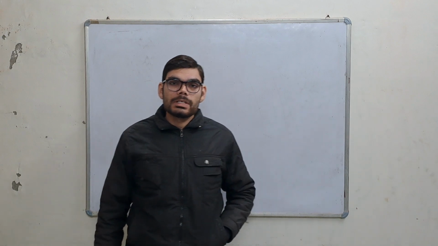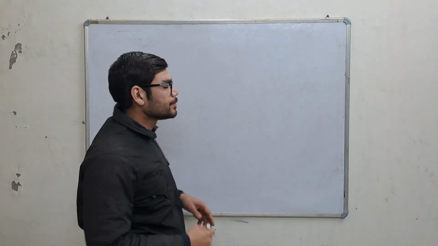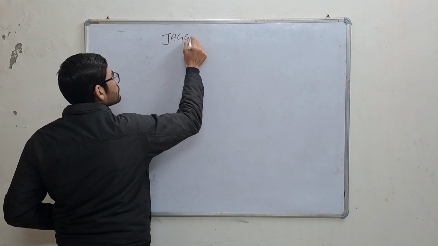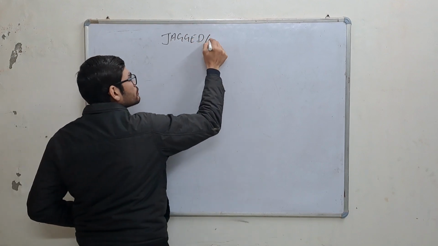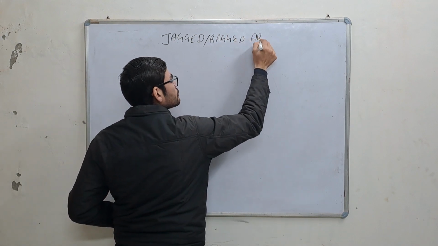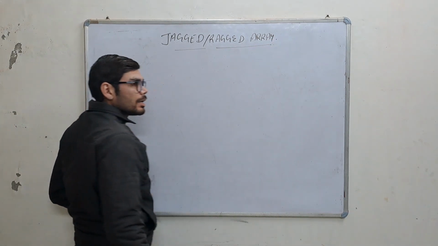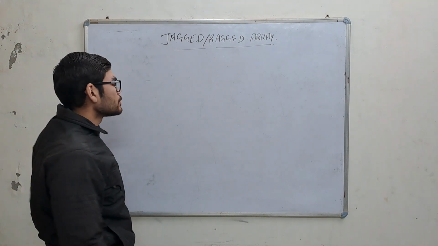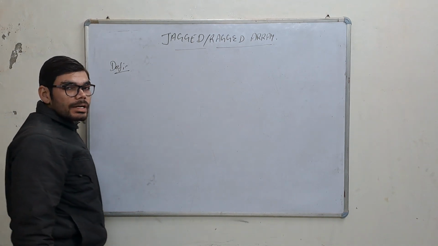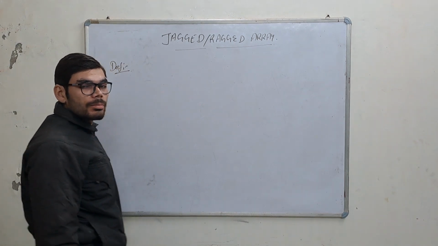Hello everyone. Today we will discuss a new topic, that's jagged array. We can also say it a ragged array. If we talk about the definition of it, jagged arrays are the 2D arrays in which each row has a different number of columns.